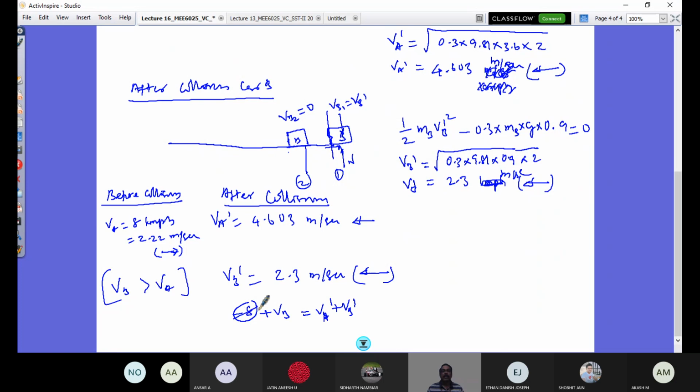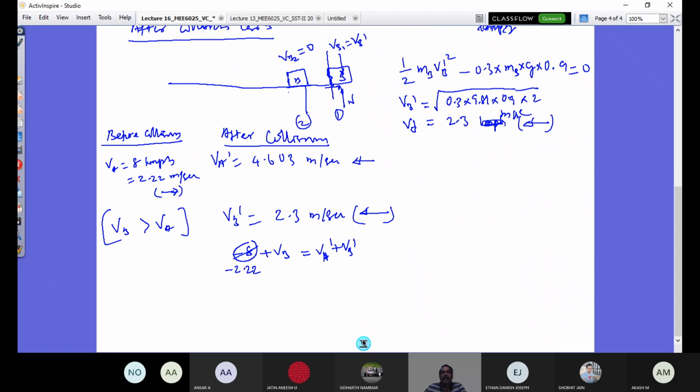I should put minus 2.22 meters per second because I have all this in meters per second. So I should also convert them otherwise into kilometers per hour. Any one of that, we can do it. So now I would be able to get VB as VA dash plus VB dash plus 2.22.